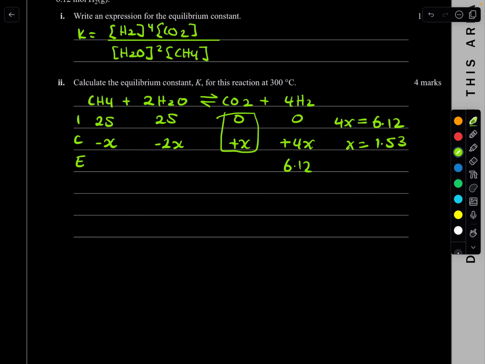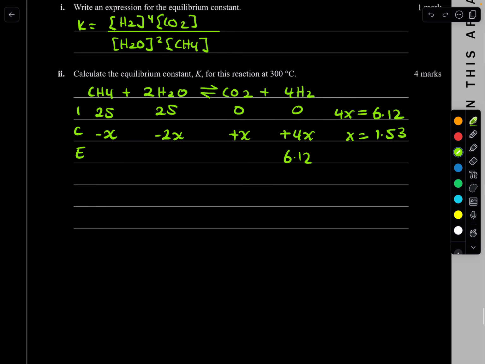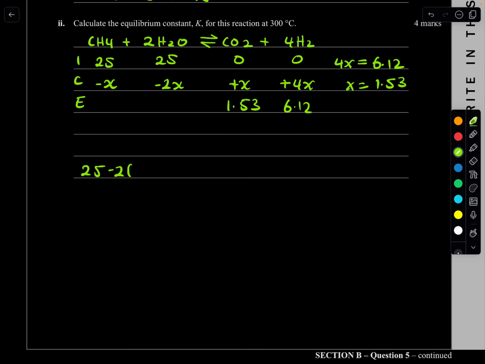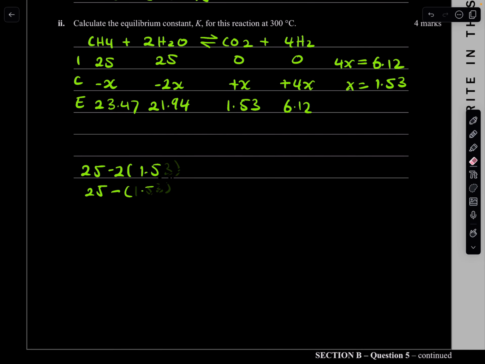Because we got x, we can calculate the other ones. So 0 plus x, which is just x, is 1.53 for CO2. Doing the same for H2O, 25 minus 2 times x gives 21.94. And for CH4, 25 minus x, which is 1.53, gives 23.47. Done. Those are our equilibrium values for the moles.